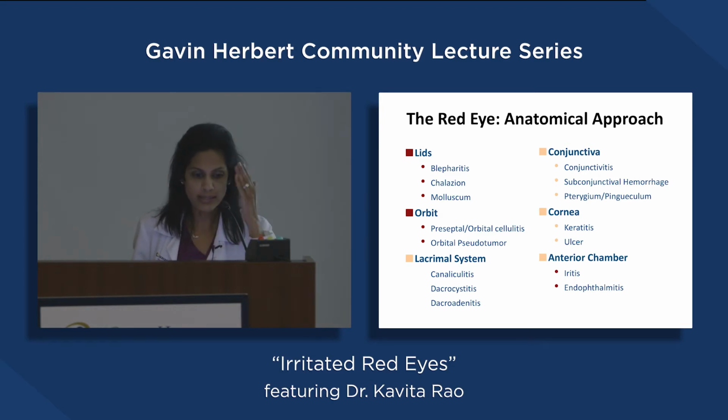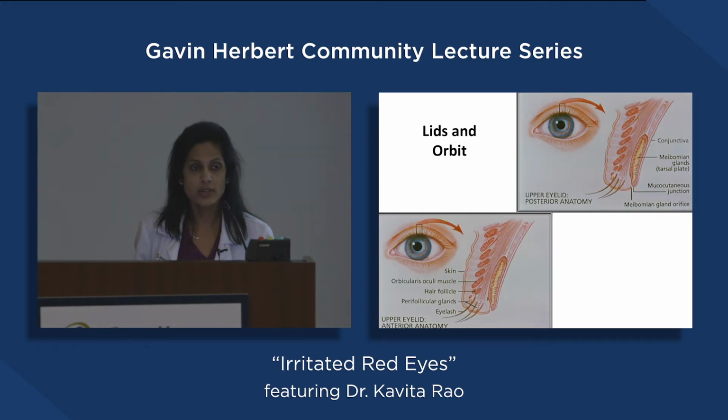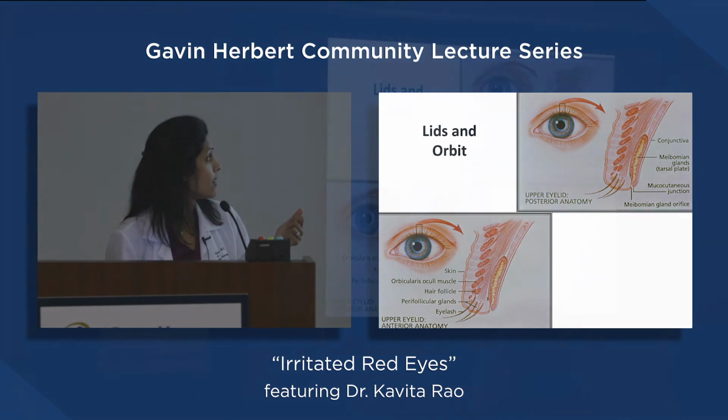So the cornea is the front part of the eye, the clear covering. That can get infected as well, in people that wear contact lenses and sleep with the lenses overnight. And the anterior chamber is the component inside the eye, between the front of the eye and the back of the eye. There's a chamber, and that can get inflamed as well. So this is just some brief anatomy of the eyelids and the orbit. There's basically the front part of the eyelid. I don't know if I have a pointer here.